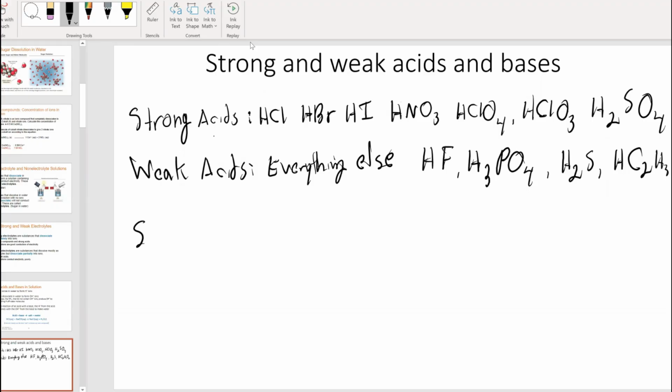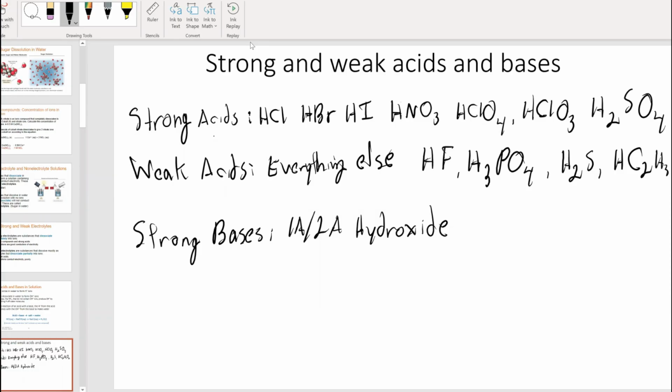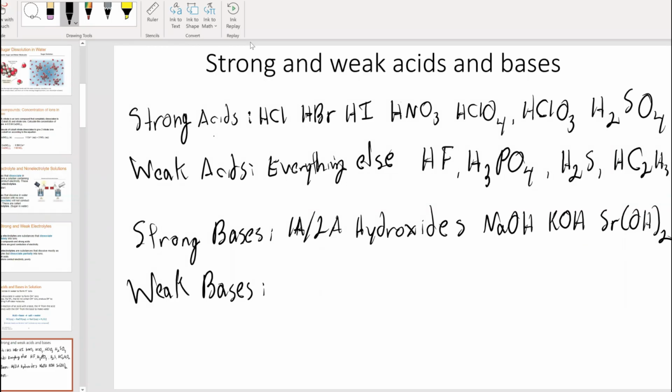Then you have strong bases. There's no cool saying for strong bases, unfortunately. And this is written in textbooks that it's the group 1A, 2A hydroxides, for the most part, the ones that are soluble. Some of them are not the most soluble, such as magnesium hydroxide and calcium hydroxide. They're very mildly soluble, but they're considered to be strong bases. And then for weak bases, it's basically everything else that's not on this list, such as the other hydroxides. Like if you have transition metal hydroxides, those are going to be weak.